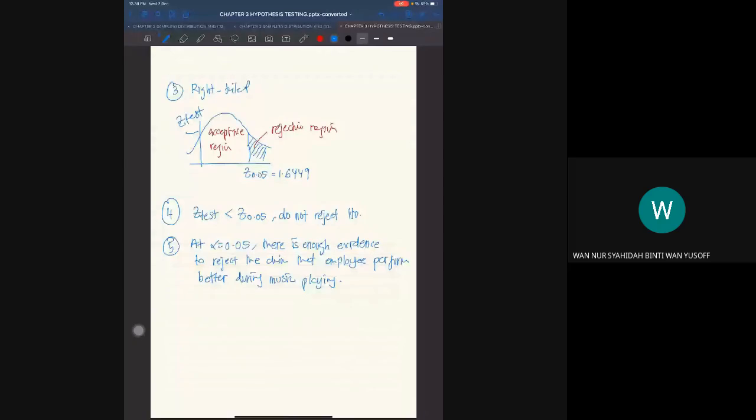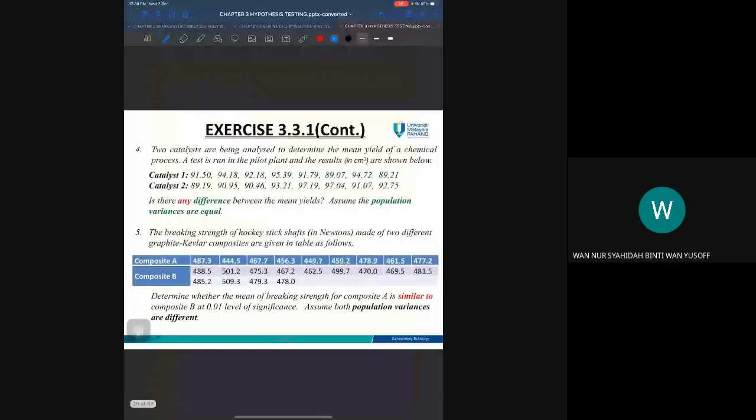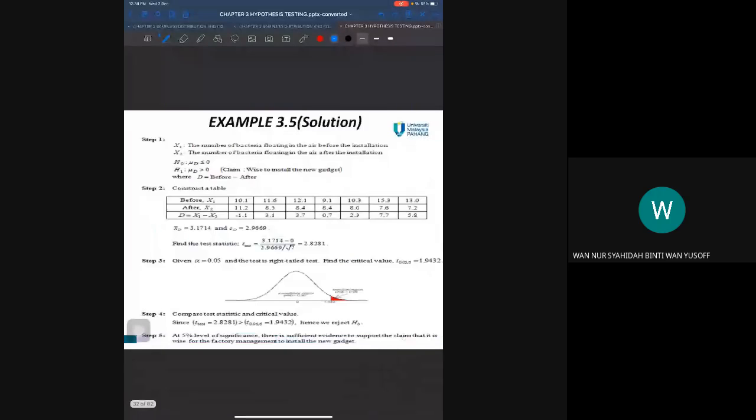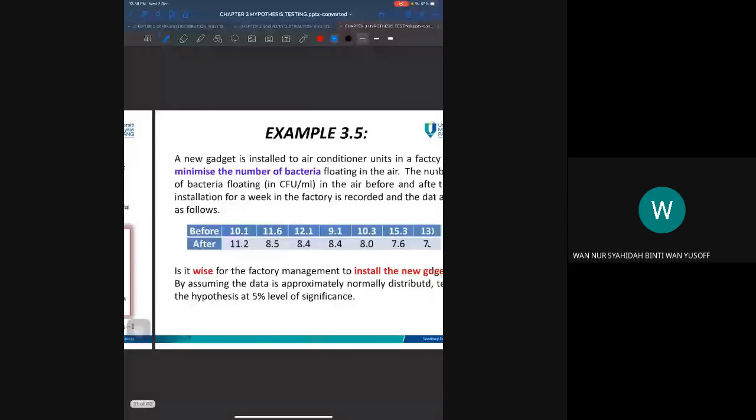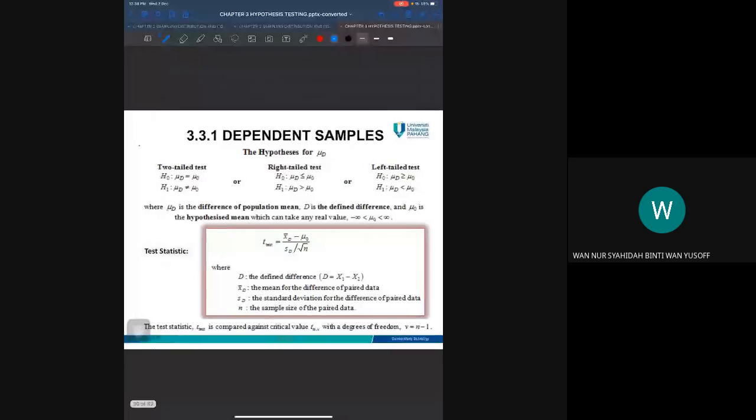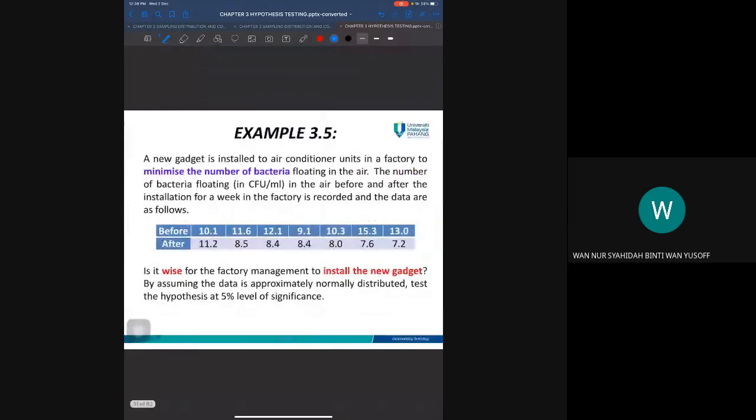Okay, what about my voice? Still breaking? No. Okay, so we go to the dependent. A little more and we'd have to cancel the class, right? The voice is clear now. Okay, so we go to the dependent sample.